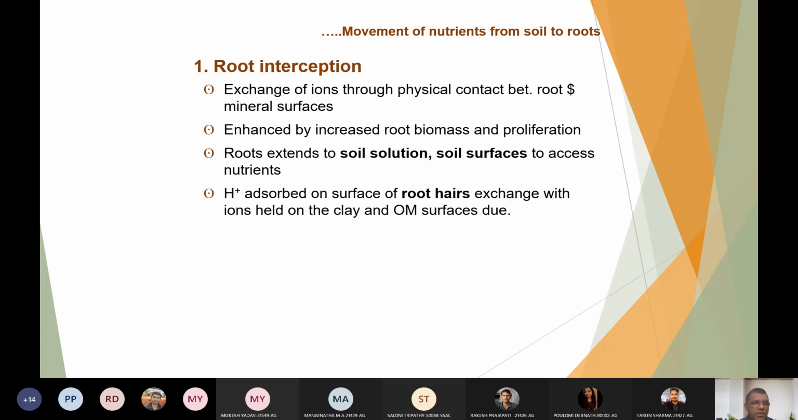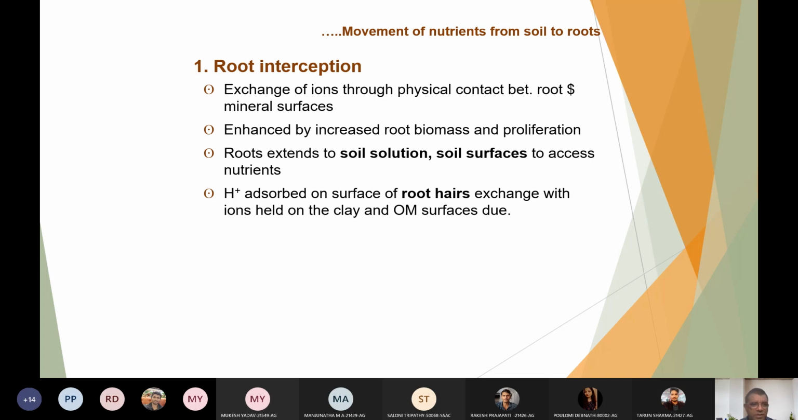Then roots extend to the soil solution. They can go to the soil surface to access nutrients, meaning they can go to exchangeable sites. They can directly contact the clay particles which are holding the ions, or reach the humus colloids in the soil where nutrients are present. So they can directly receive or intercept the nutrients there. Hydrogen ions adsorbed on the surface of root hairs exchange with ions held on the clay and organic matter surface.